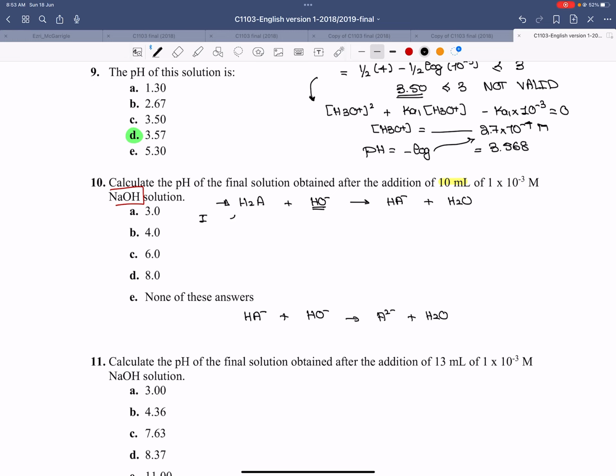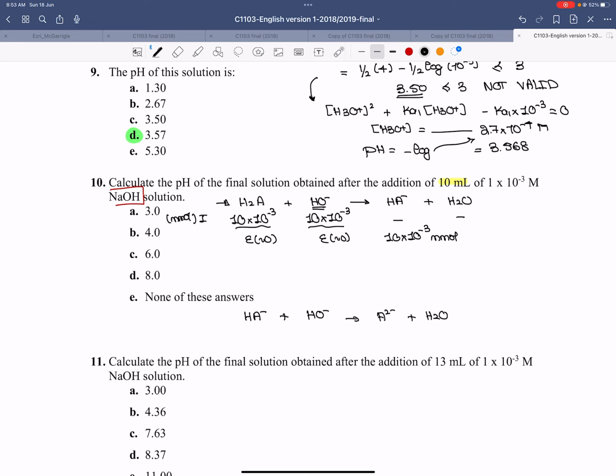So H2A is basically 10 milliliters times 10 to the negative 3. I'm going to do millimole here. HO minus, again, 10 milliliters times 10 to the negative 3, which is the molarity. Initially, I'm going to assume the product is nothing. Both of them are equimolar. Both of them are the limiting reagents. What you get is epsilon, which is, remember, approximately 0, and 10 times 10 to the power negative 3 millimole.